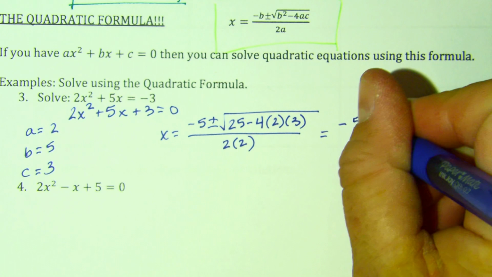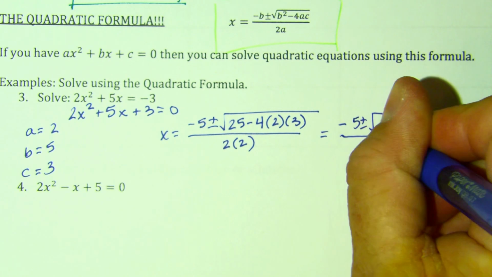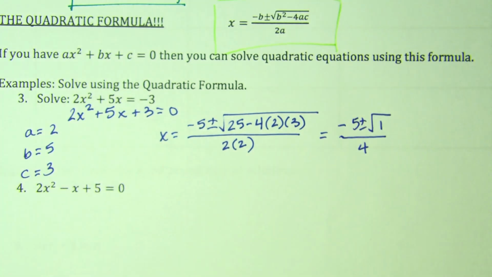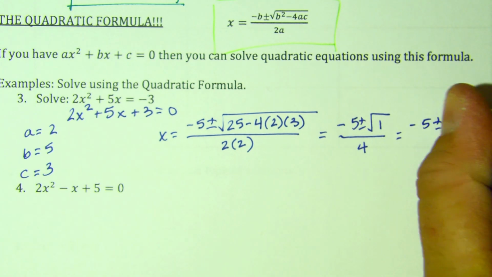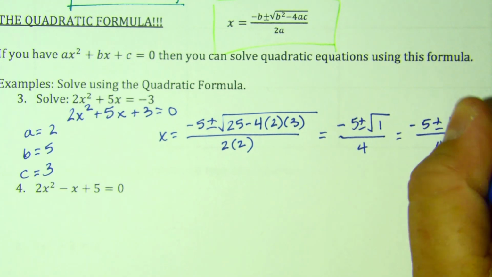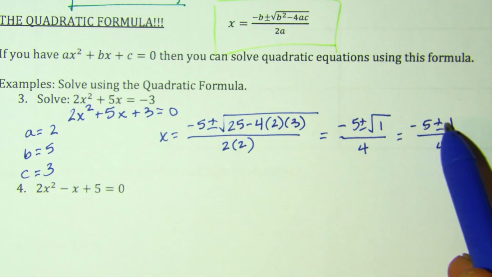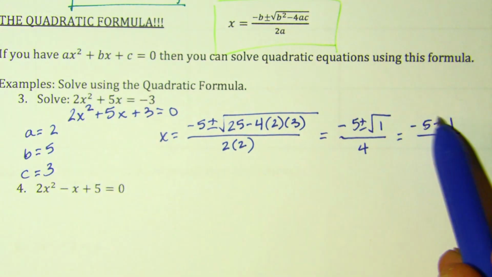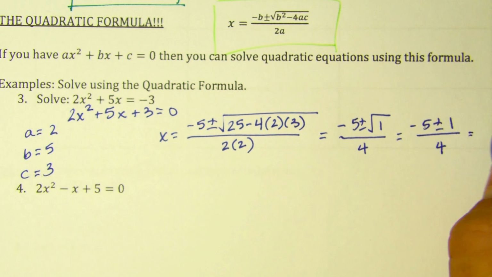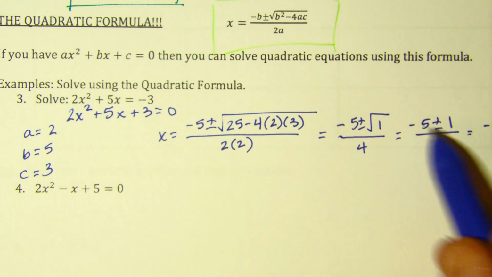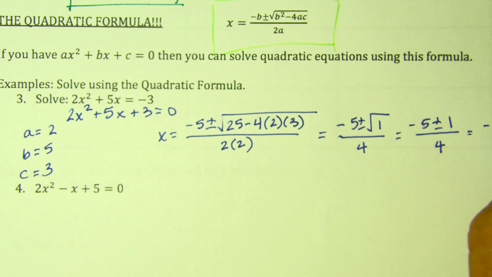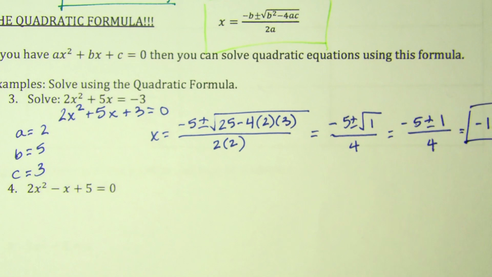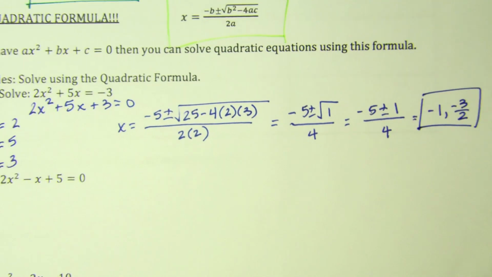So 25 minus 24 is 1. Negative 5 plus or minus the square root of 1 over, and then the bottom will be 4. Well, the square root of 1 is 1, so what we have here is negative 5 plus or minus 1 over 4. Negative 5 plus 1 is negative 4. Negative 4 divided by 4 is negative 1. And negative 5 minus 1 is negative 6. Negative 6 over 4 is negative 3 over 2 once it's reduced. So those are my two answers.